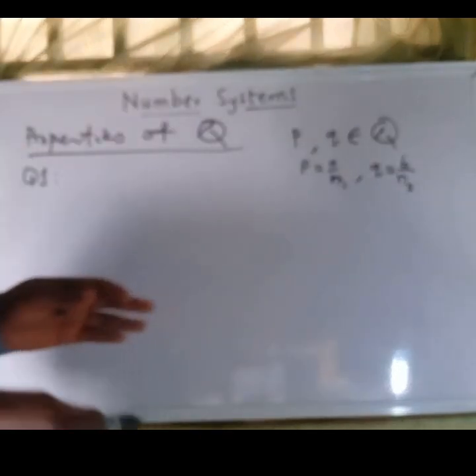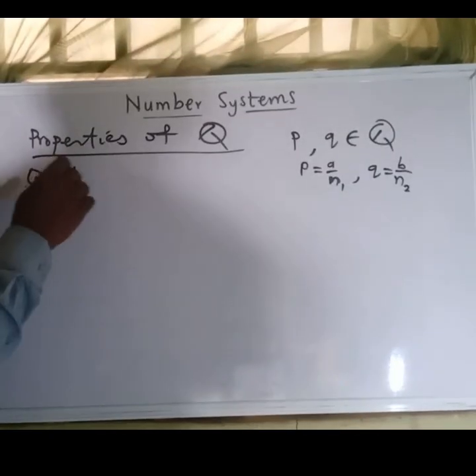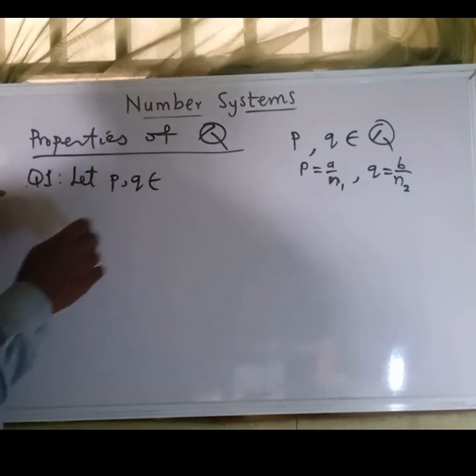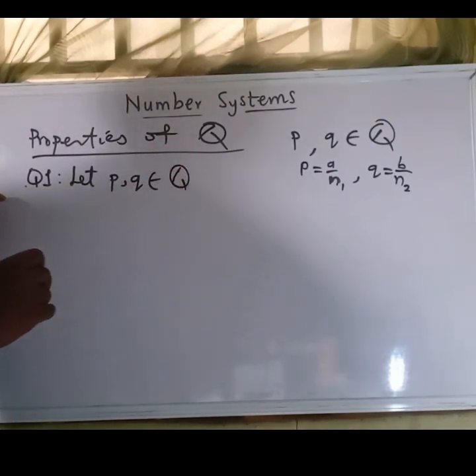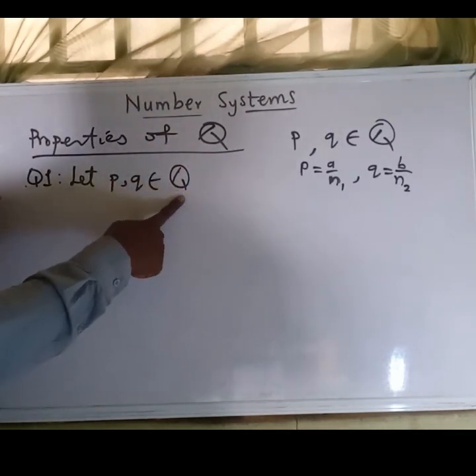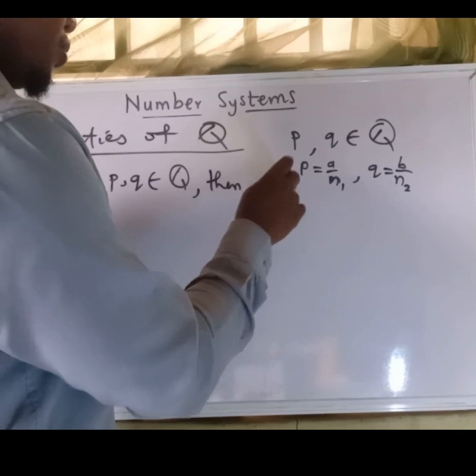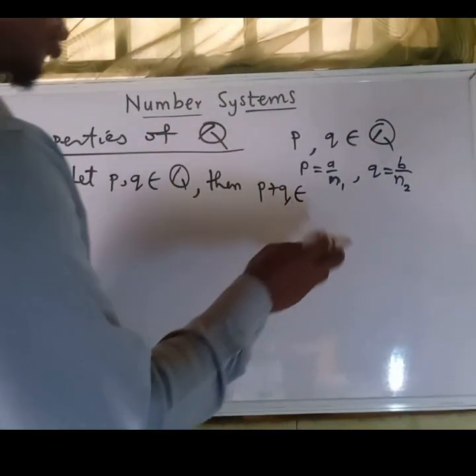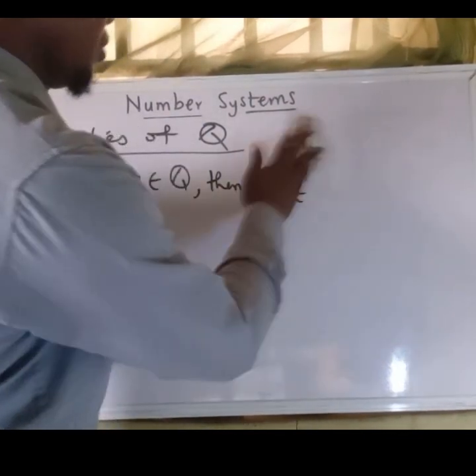Now I want to check the addition properties. I want to say that there is a closure property under addition. So if we let these two numbers be elements here, then P plus Q is also in the set. I will repeat this here anyway.